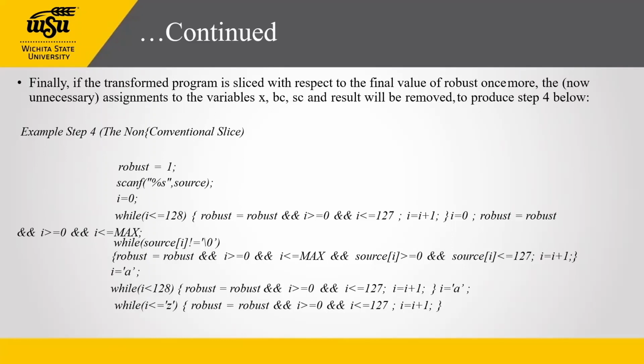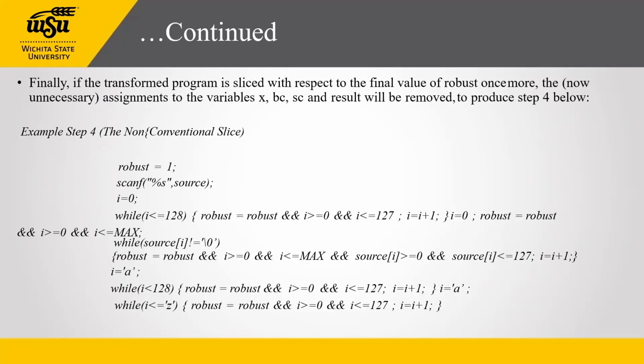After that, again I'll run a while loop, for which i is less than 128, like till 127. Then I assign robust the previous robust value, and i greater than 0 and i less than 127, and then I'll increment the i value. Then I'll again assign the character A to i. After that, I'll run the same expression, but I'll take it till the character Z. Here, 128 is the ASCII value for Z.